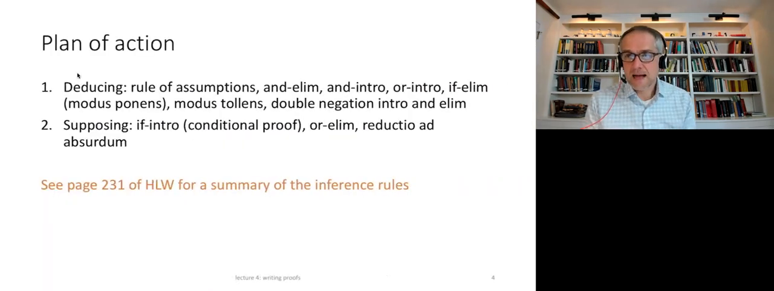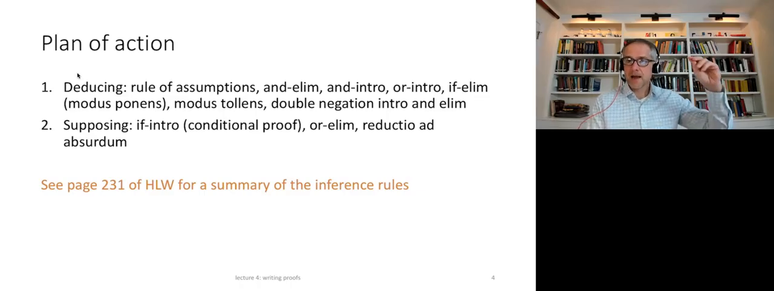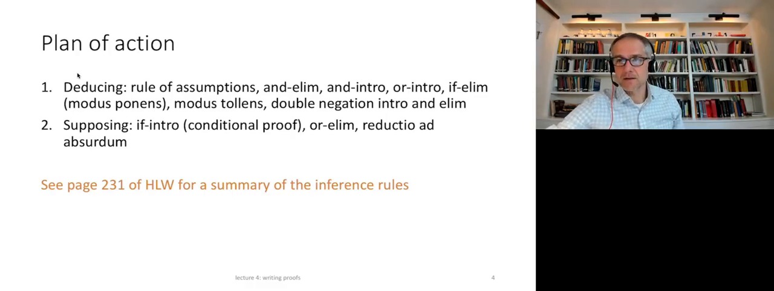Okay, so now the last bit of preparation for what we'll do today: for the next couple of sessions, we'll do what I call deducing. That is where I just tell you how to draw inferences from given data. So deducing inferences from premises, from assumptions that are given to you, will give us the rules of and elimination and introduction, or introduction, if elimination, which is also called modus ponens, double negation introduction and elimination. Those are all just simple deducing rules. Those are rules that let you take sentences already given and derive new sentences from those.